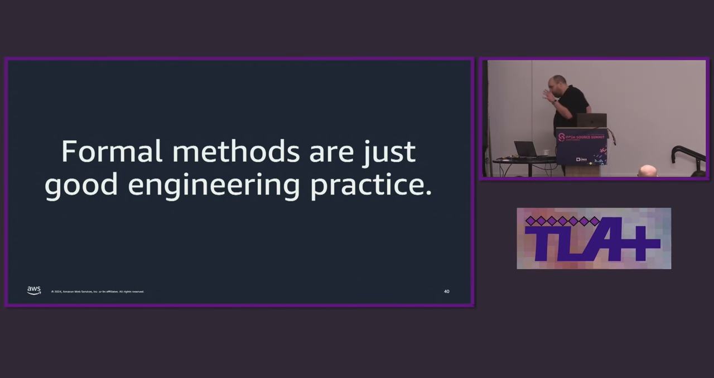But for those who are building distributed systems, building complex single system, single machine systems, I believe that the statement is true, and I believe that we have failed to clearly communicate with the engineering community in the world about that.